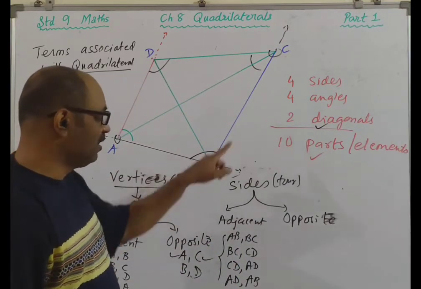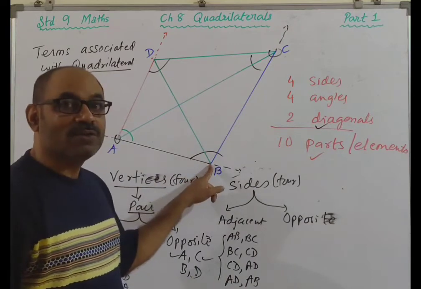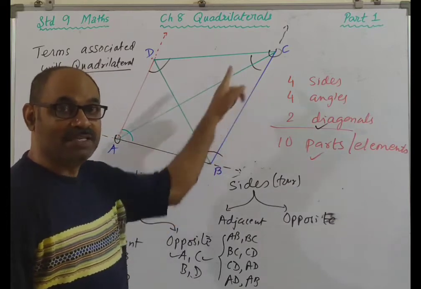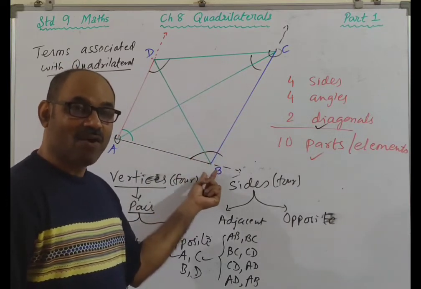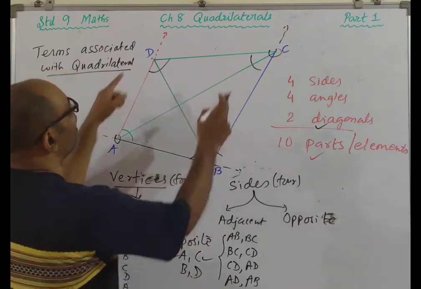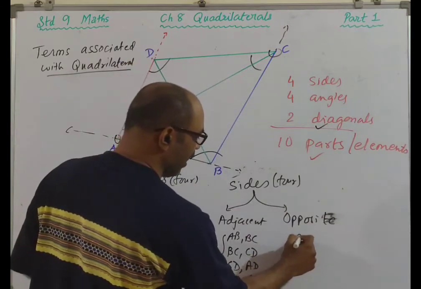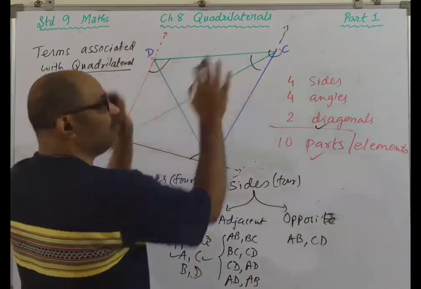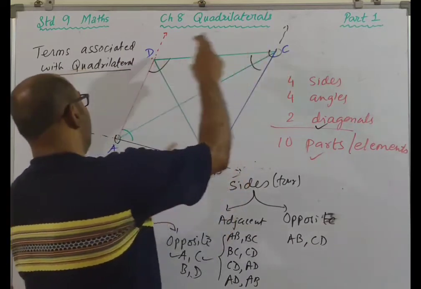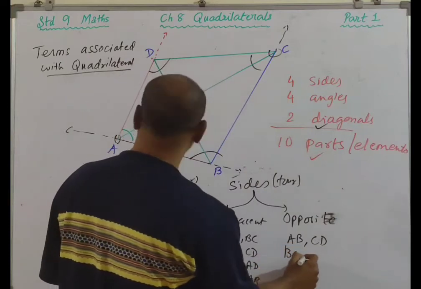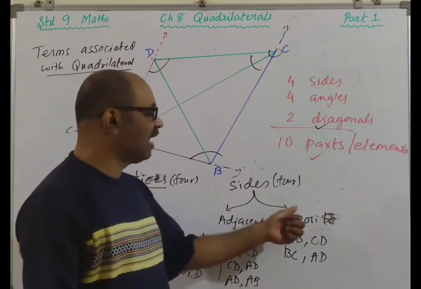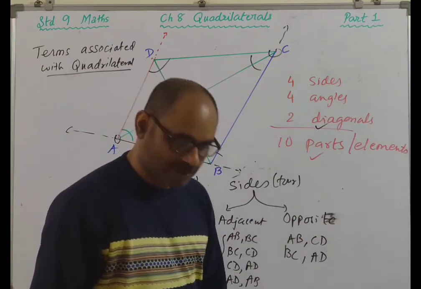Now see, AB and BC, which are adjacent sides, intersect at their common endpoint. B is the endpoint of AB and B is the endpoint of BC. That's why B is the common endpoint of these 2 sides. Now opposite, the black one and the green one, that is AB and CD. You can see they do not intersect each other. Opposite sides will never intersect. Second, the blue one and the red one, that is BC and AD. So you have 4 pairs of adjacent sides and 2 pairs of opposite sides.